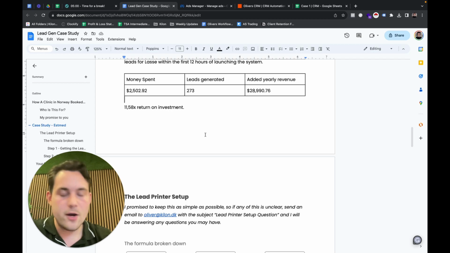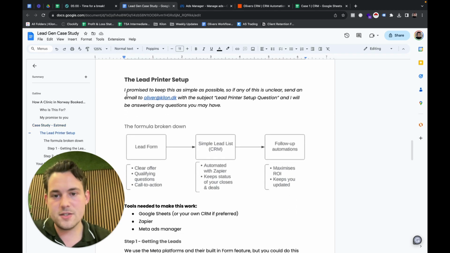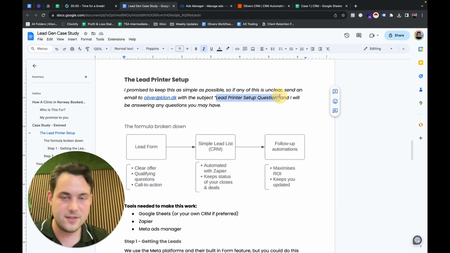So how do we build this? It's actually quite simple, and I'm going to show you the actual accounts here in a moment. So the lead printer setup. I promised to keep this as simple as possible. Some of this can get a bit technical, so if any of it is unclear after you see this, send an email over to oliver@kilon.dk with the subject lead printer setup question. Then I know it's related to this, and I'll be answering any questions that you may have.